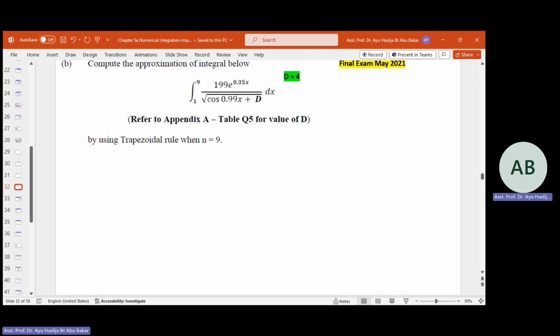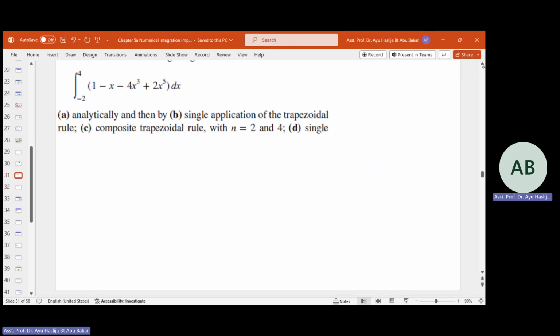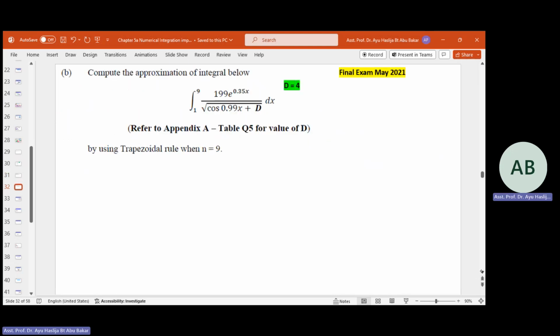Okay, straight away we go to the final exam question. The function is much more complicated. Okay, we try this. It asks you to compute the approximation of the integral of the function below. So this whole thing is your f(x). And d, we use it as 4. You can replace d as 4. Now it asks you to find the integration using trapezoidal rule with n equals to 9.